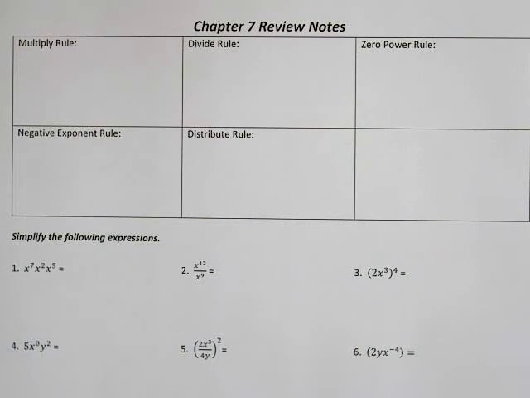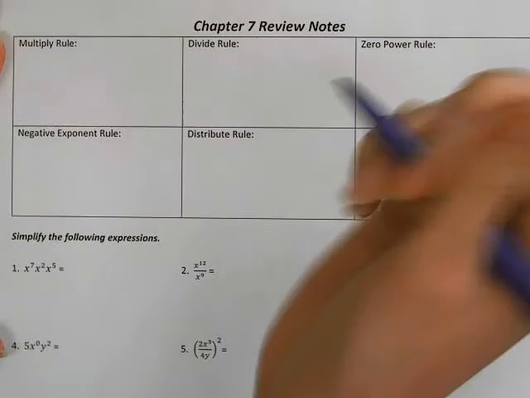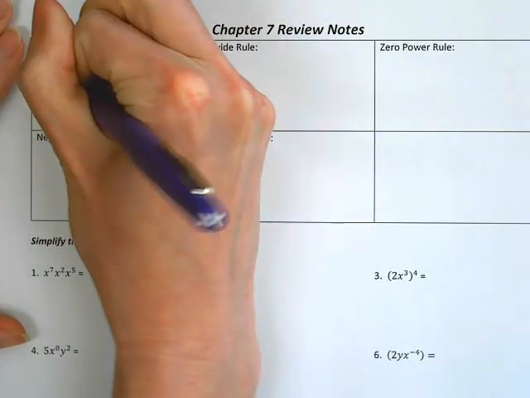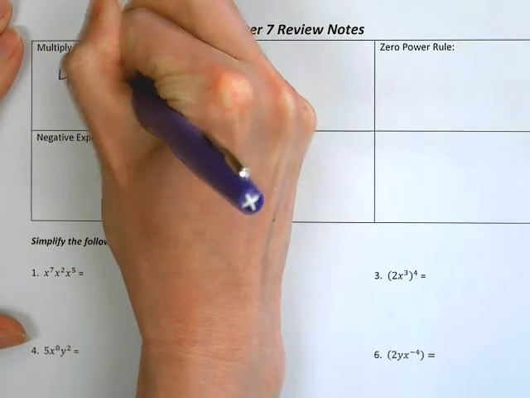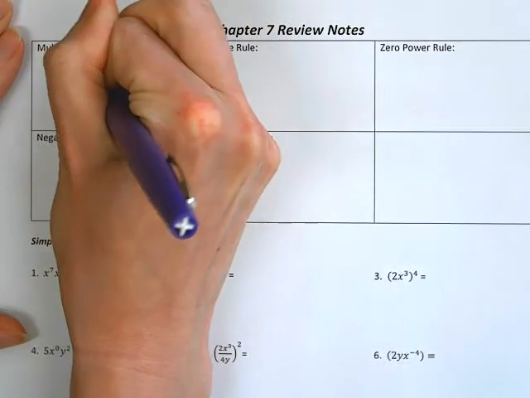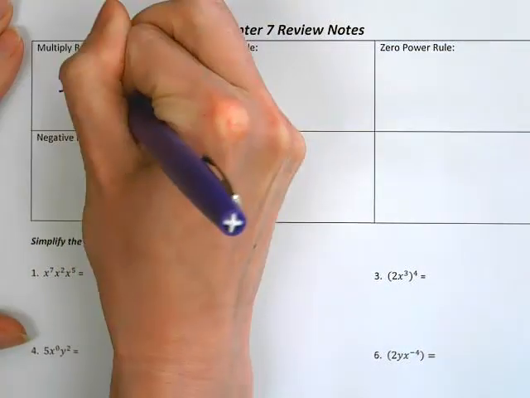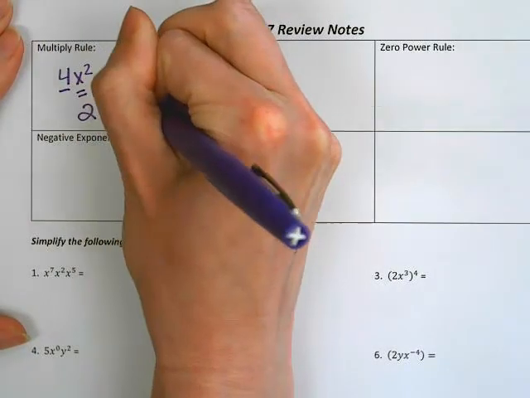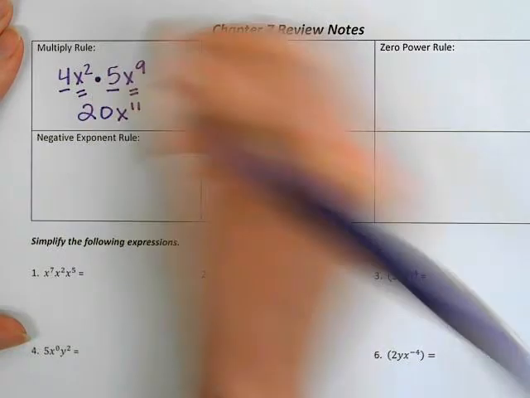All right, today we're on the Chapter 7 review notes for the final, and this was exponents. So remember all those exponent rules and the graphs. So let's start with the rules. The multiply rule, when you have something like this, 4x squared times 5x to the ninth. When you are multiplying, 4 times 5 is obviously 20, but when you're multiplying same bases, you add. So it's 20x to the 11th power.